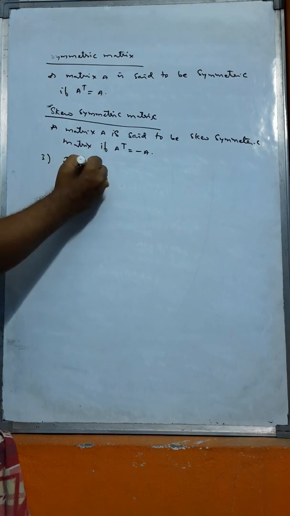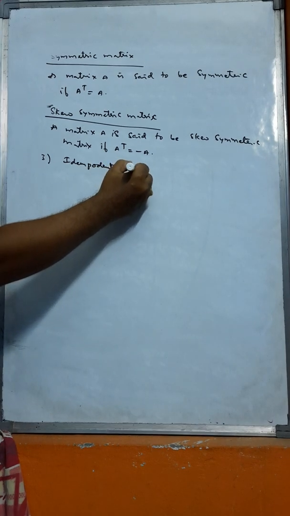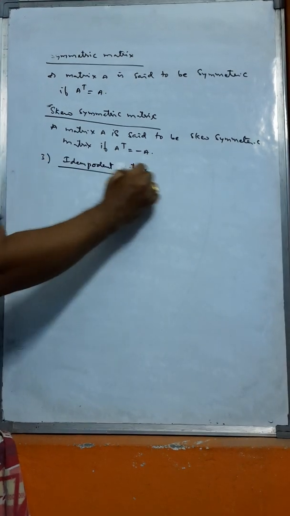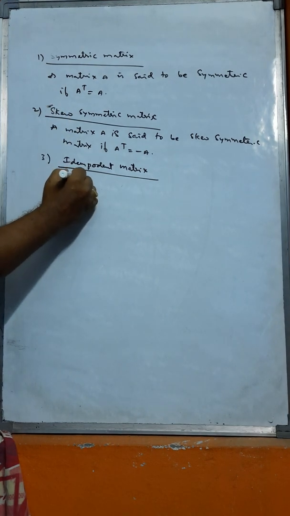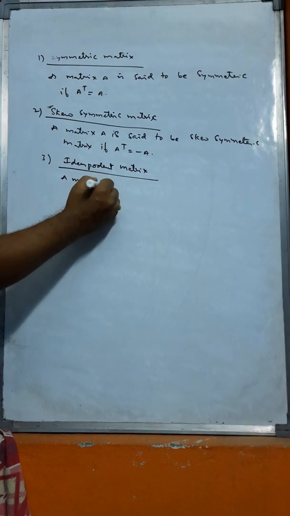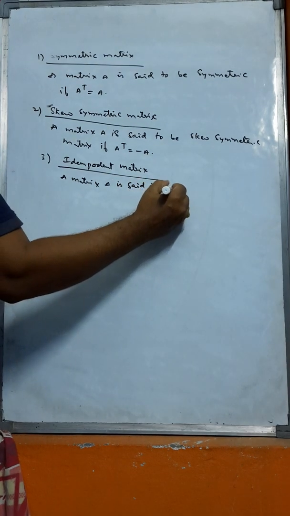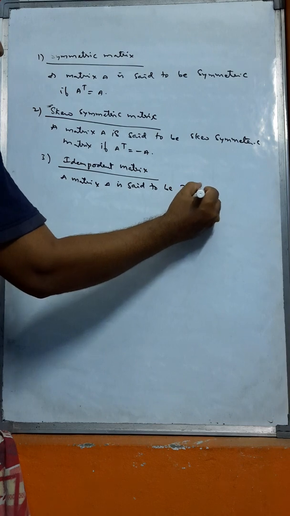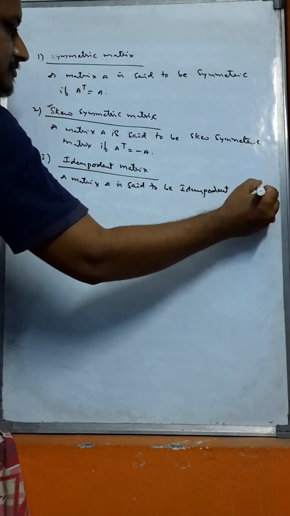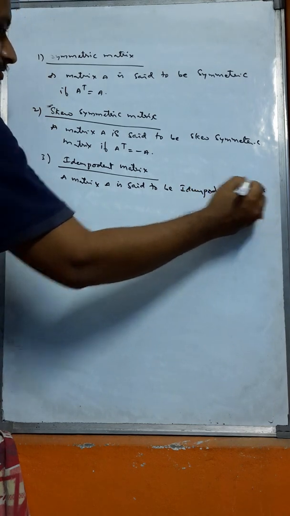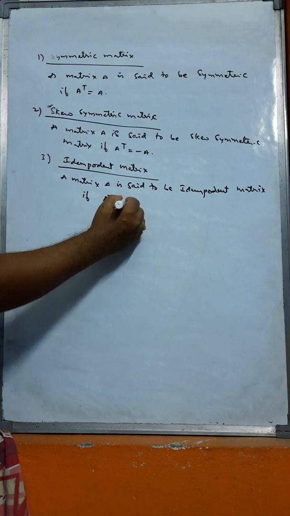Idempotent matrix. A matrix A is said to be idempotent matrix if A square is equal to A.